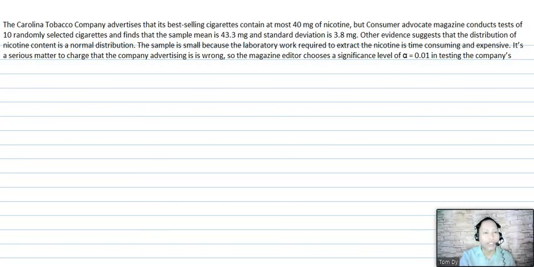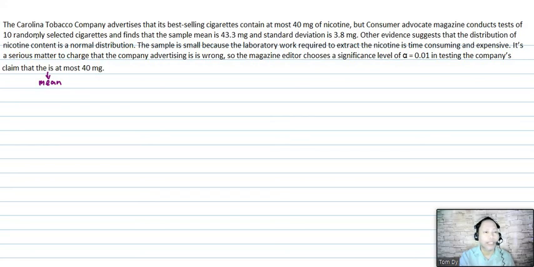So we have here our alpha 0.01, and the claim is at most 40 milligrams. There is an error for this problem: we are testing the company's claim that the mean, so we lack the word mean from this part. Okay. So testing the company's claim that the mean is at most 40 milligrams. So that is the claim. The mean is at most 40 milligrams.